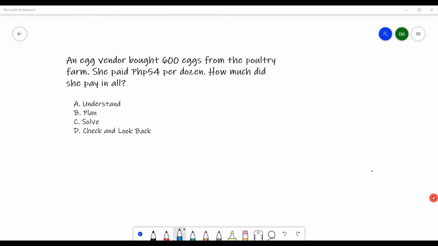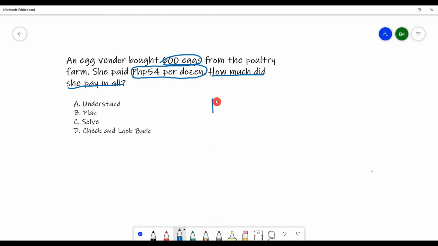Now, let's solve the problem. Step number 1, understand. As you can see here in the given problem, how much did she pay in all is being asked, while 600 eggs and 54 pesos per dozen are the given facts.